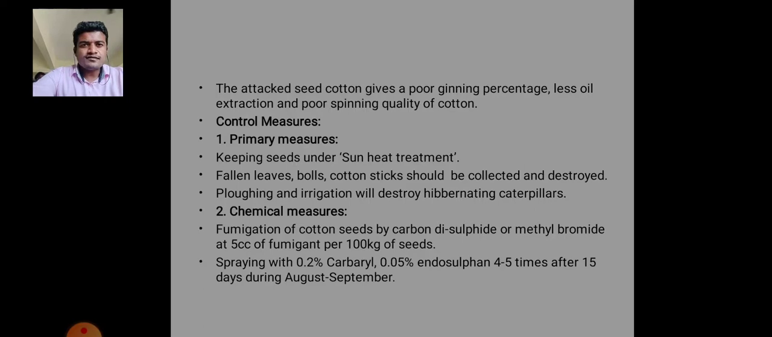The next control measure is chemical measures. Fumigation of cotton seeds with carbon disulfide or methyl bromide at 5 cc of fumigant per 100 kg of seeds is also effective to control the attack of the pink bollworm pest. Spraying with 0.2% carbaryl or 0.05% endosulfan, 4 to 5 times at 15-day intervals during the August and September months, is also a useful chemical control measure for inhibiting the action of pink bollworm.